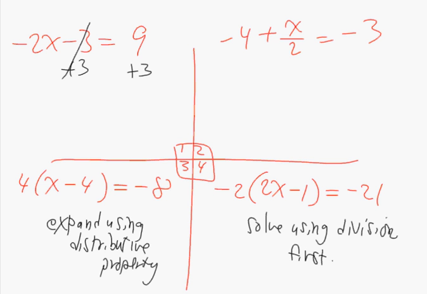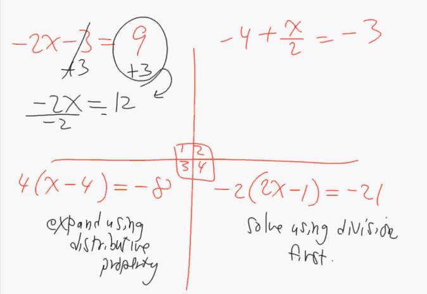After you add 3 to both sides, you'll end up with negative 2x on the left equals the sum of 9 and 3, which is 12. Then we're going to divide both sides by our coefficient, and we get x equals negative 6.